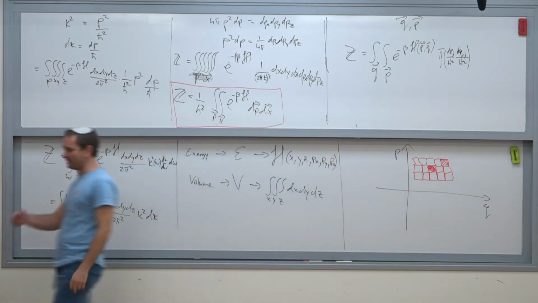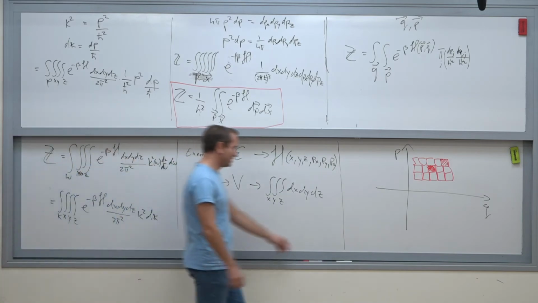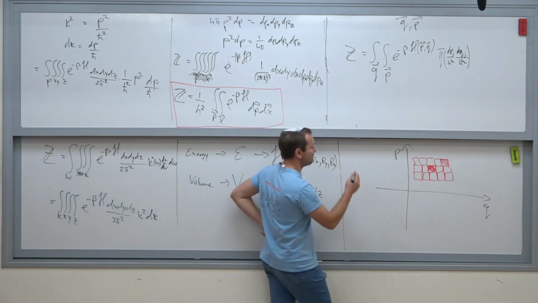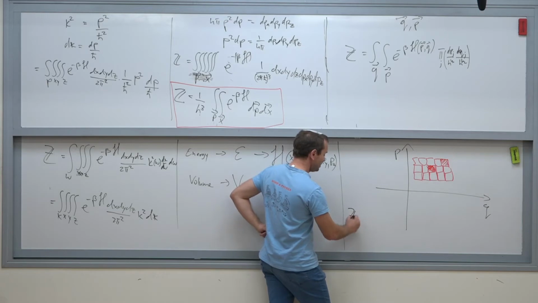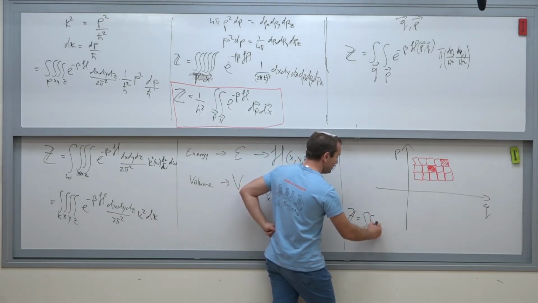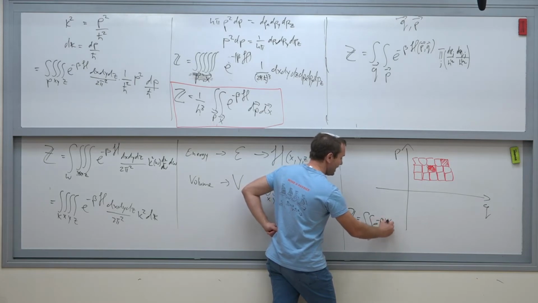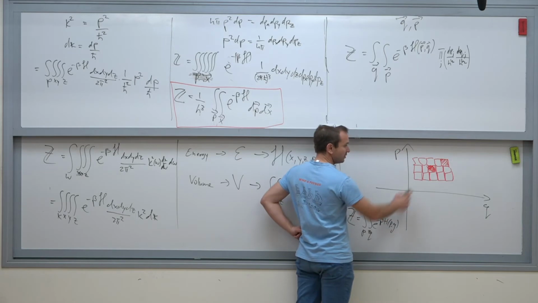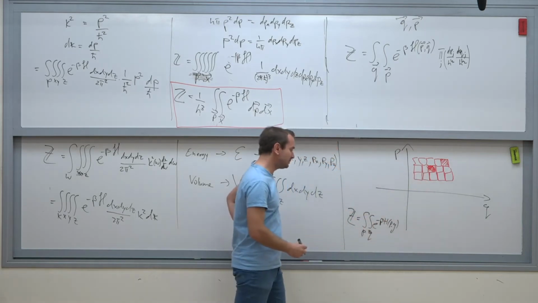So the Jacobian, as it's written, let's assume that we have only P and Q. So Z is the integral over P, integral over Q, e to the minus beta h of P and Q. Okay, this is a contribution. This is the Gibbs factor.